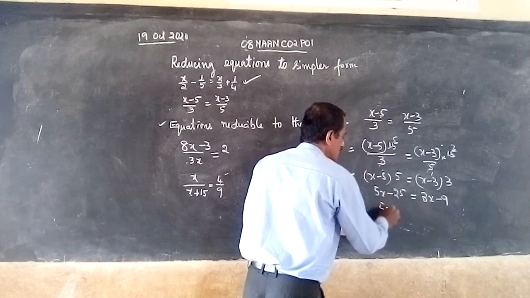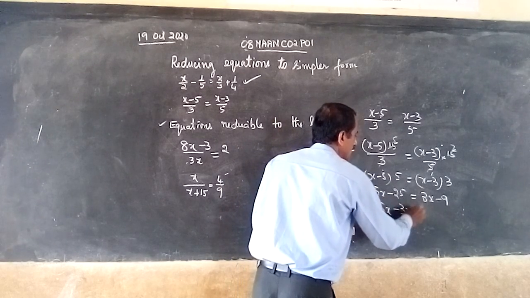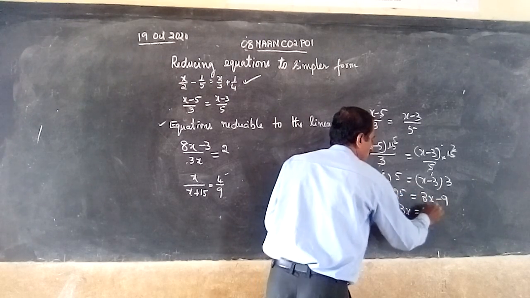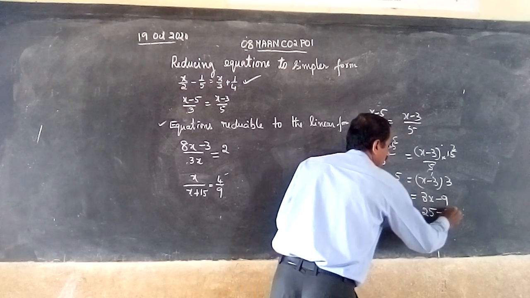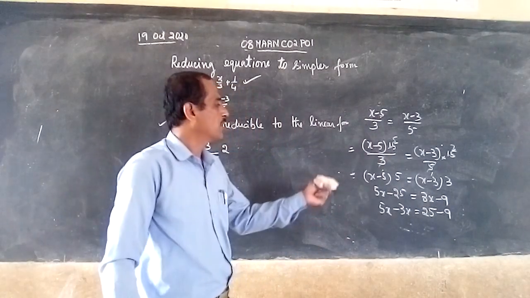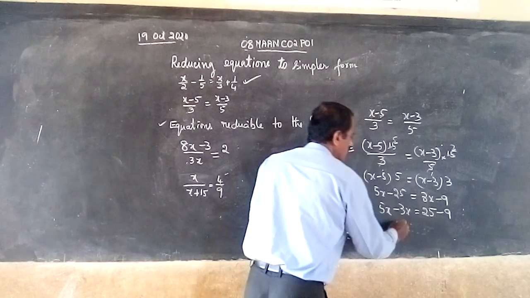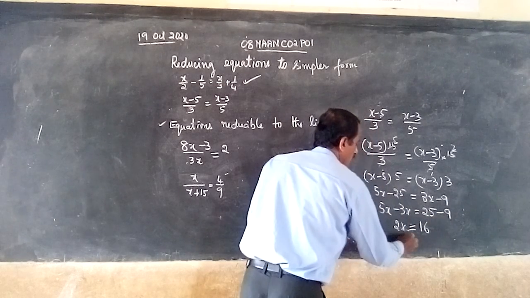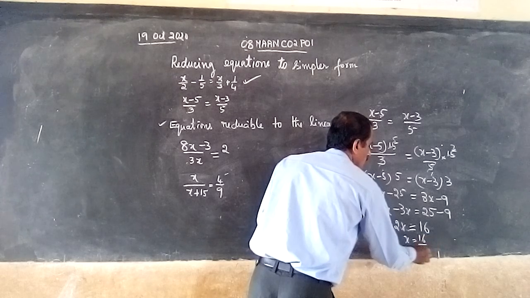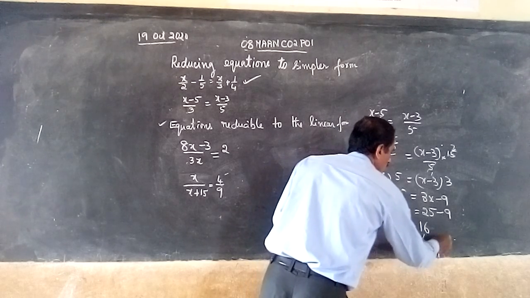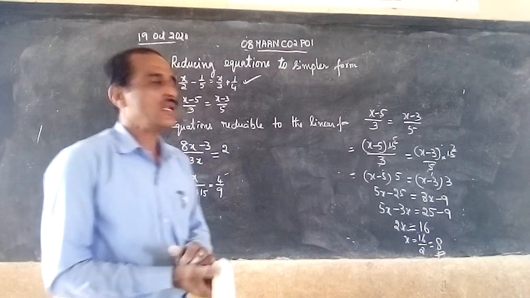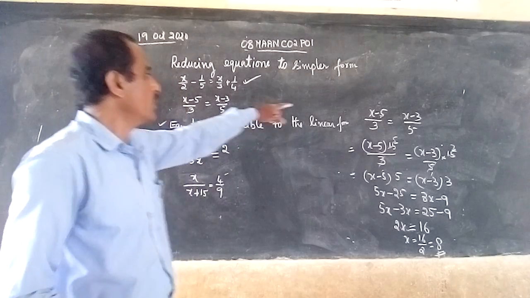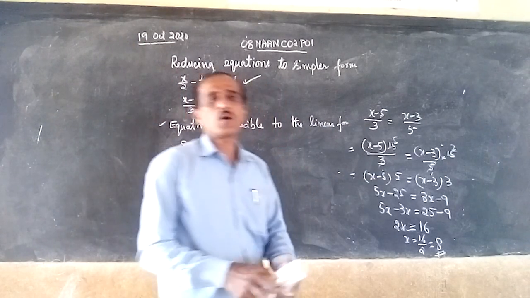So carry this 3x to the left hand side, it becomes minus 3x. Carry this 25 to the right hand side, it becomes plus 25, minus 9 already there on the right hand side. So 5x minus 3x is 2x, equal to 25 minus 9, which is 16. Therefore x is equal to 16 by 2, which is 8. So like this we will simplify an equation. So you can reduce that equation to the simpler form like this.